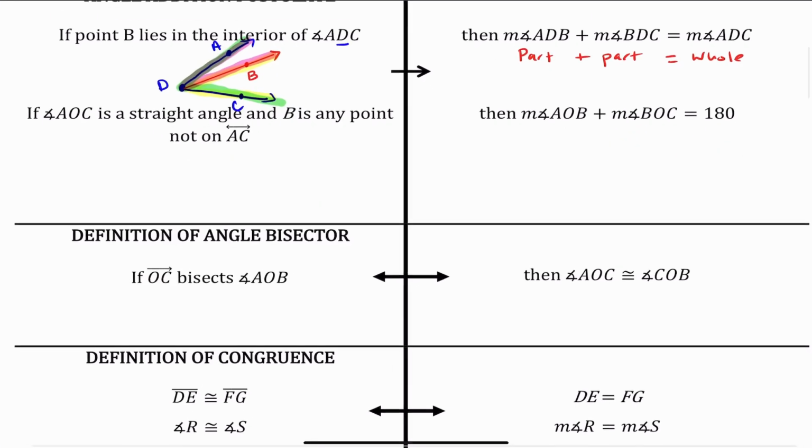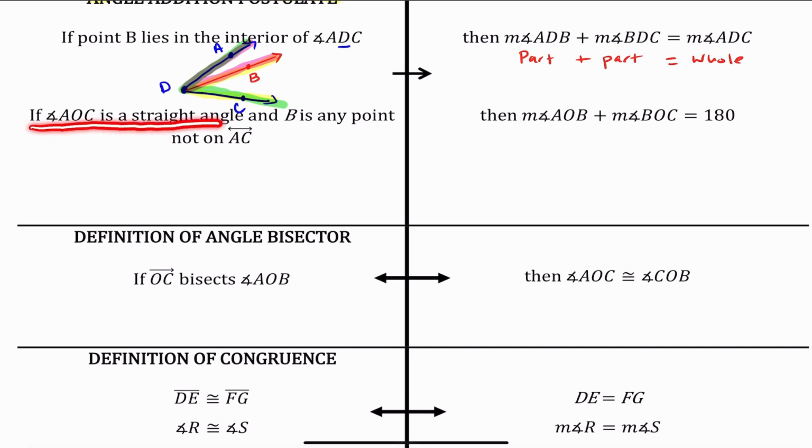Now, what if you're given this scenario? If angle AOC is a straight angle and B is any point not on line AC, then the measure of angle AOB plus the measure of angle BOC is equal to 180 degrees. So I'm going to go ahead and draw angle AOC, which is a straight angle. Now, B is any point not on line AC. So I'm going to draw a point right there and call that point B. And I'm going to draw my ray. And O is the vertex because it's the middle letter.